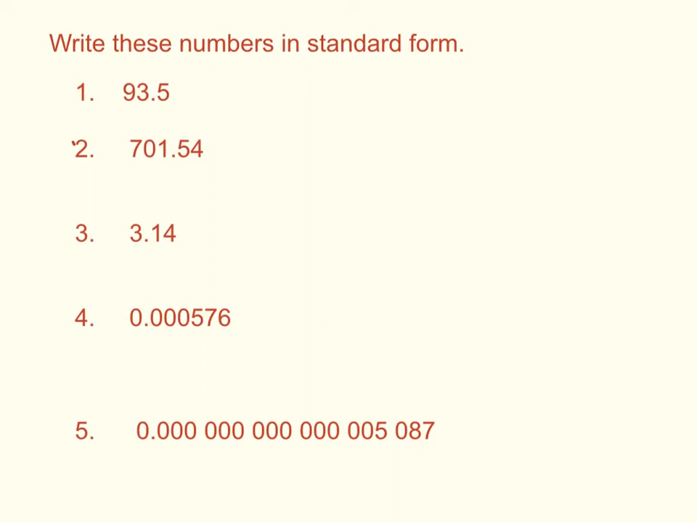Alright, so 93.5 equals 9.35 times 10 to the power of 1. Okay, nice easy one to start off with. The 9 in the number has to mean 90. So for that to happen, 9 needs to be multiplied by 10 to the power of 1. Okay, the other way to think about it is that you have bounced the decimal point over one place value column.